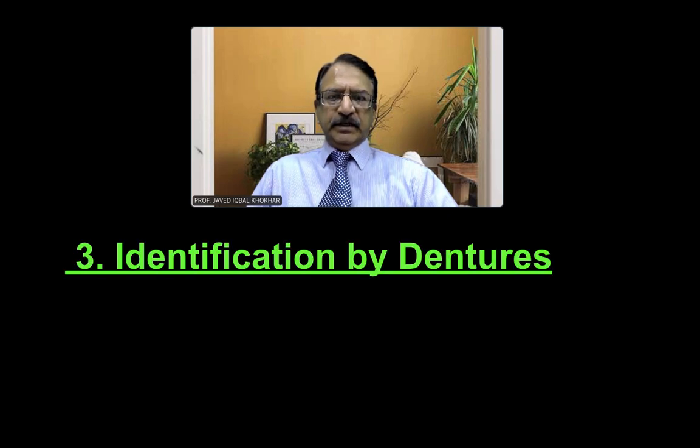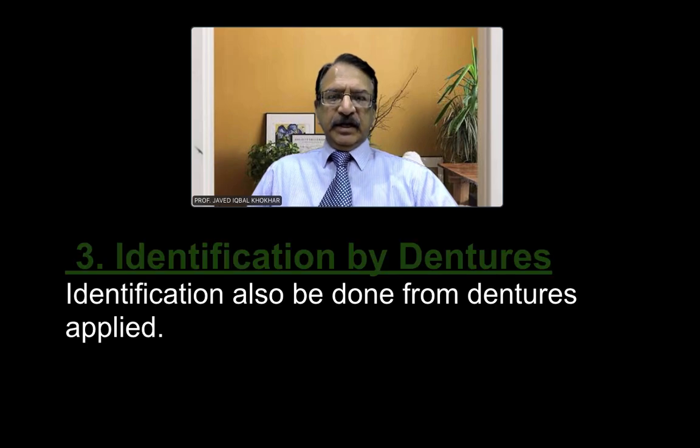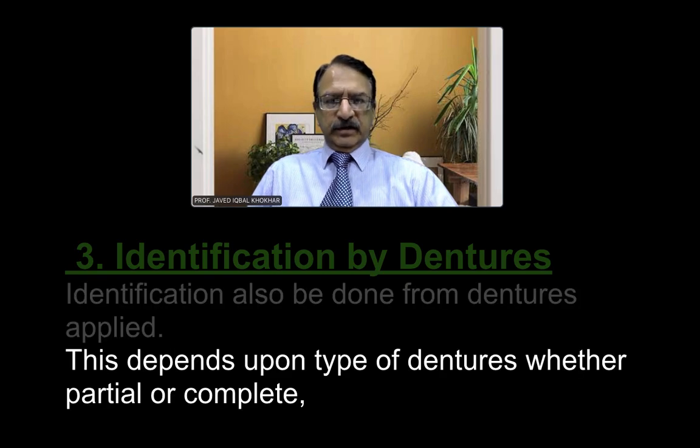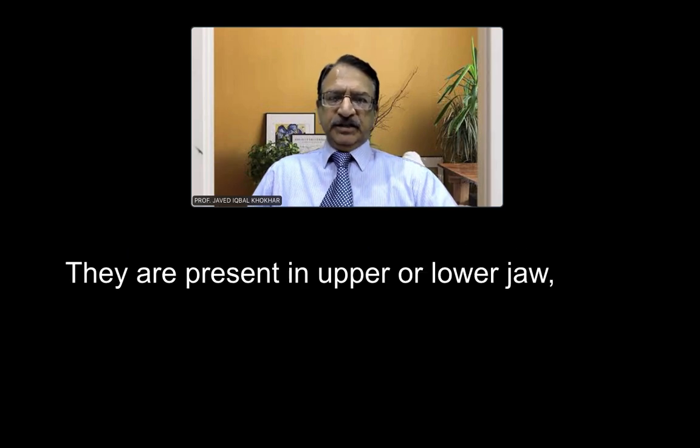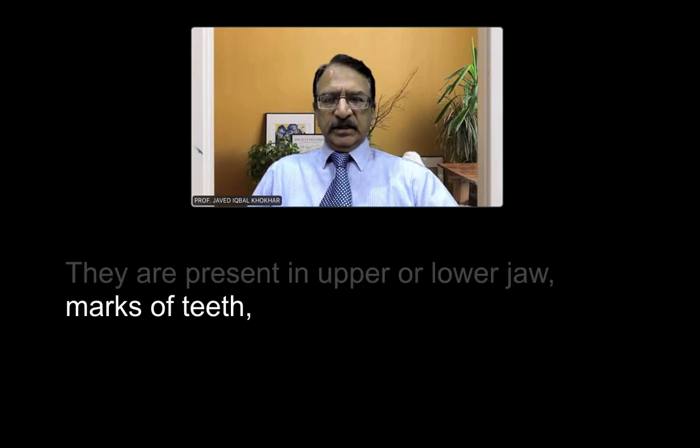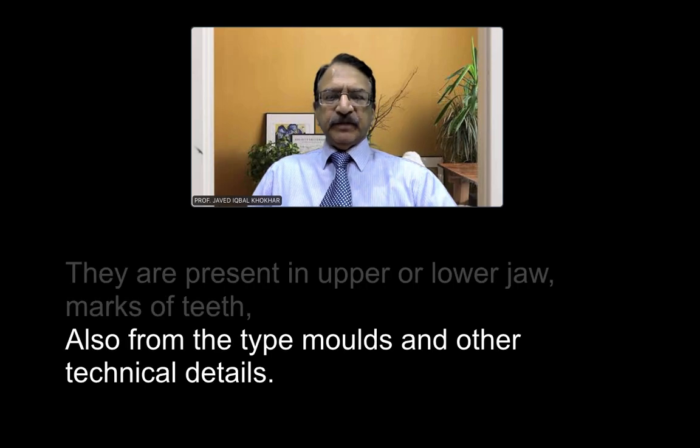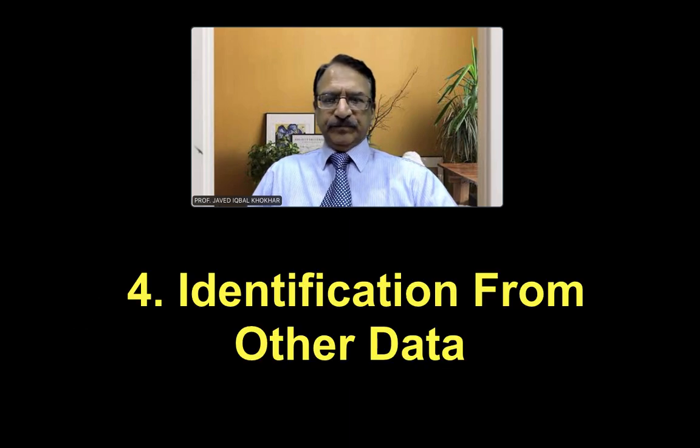Now the identification can also be made from dentures, whether they are partial or complete, and whether present in the upper jaw or the lower jaw. The marks of the teeth, the type of mold and other technical details about that denture will help us in identity.